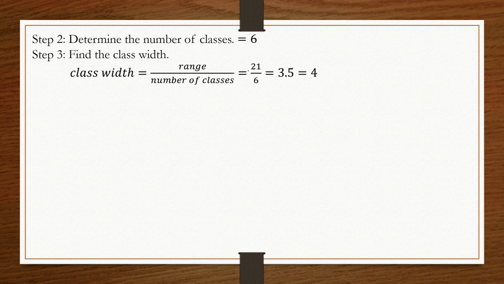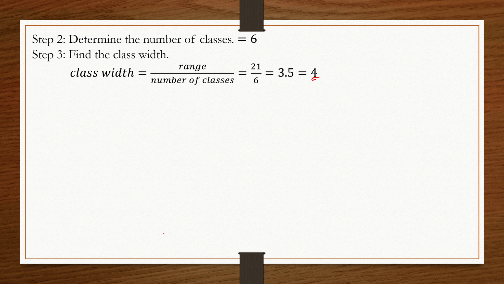To find the class width, range over number of classes. The value of the range is 21, and number of classes is 6. 21 divided by 6 is equal to 3.5, or round up, that is 4. So, ito na po yung class width natin. Sa step 4, gawa na po tayo ng table or the class interval.